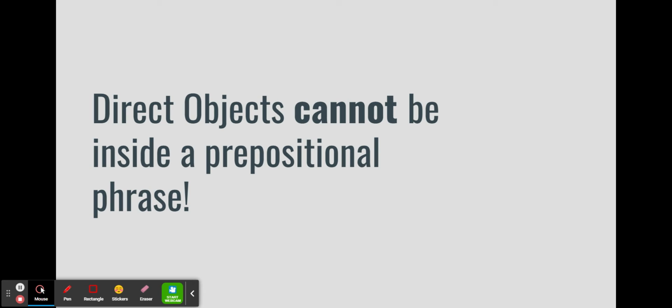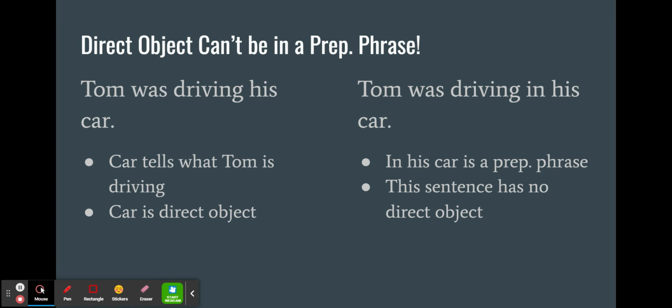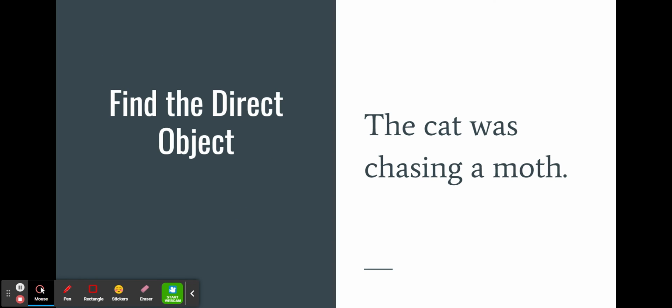The direct object, just like everything else, can't be inside a prepositional phrase, so keep that in mind. If you look at this example, Tom was driving his car. Car in this sentence would be the direct object because the car tells what Tom is driving. However, if we change it just slightly and say Tom was driving in his car, this sentence has no direct object because in his car is a prepositional phrase and the direct object can't be inside a prepositional phrase.